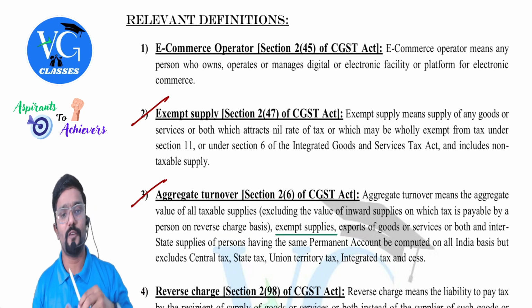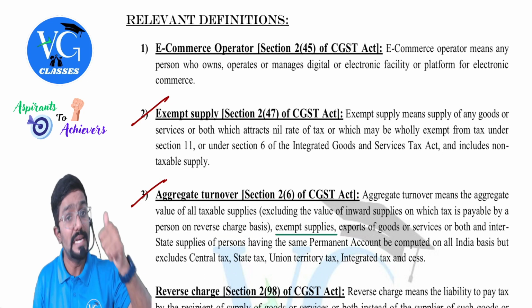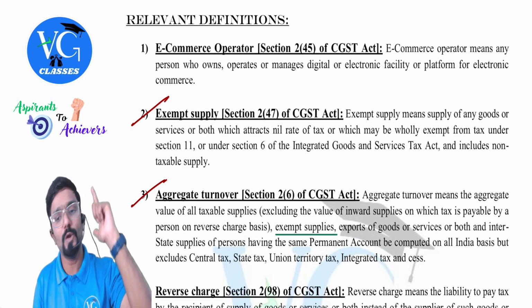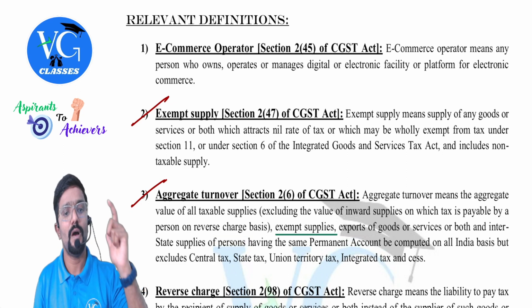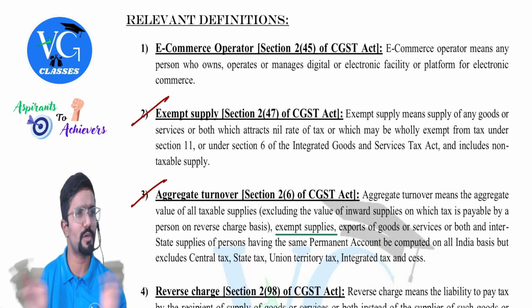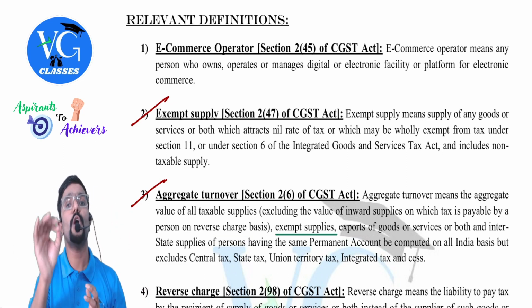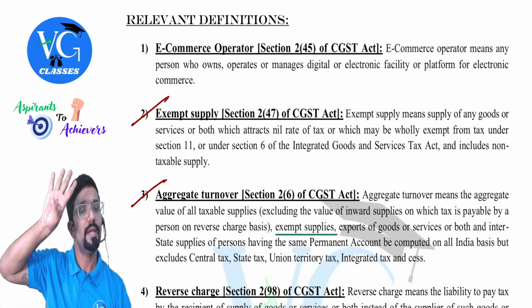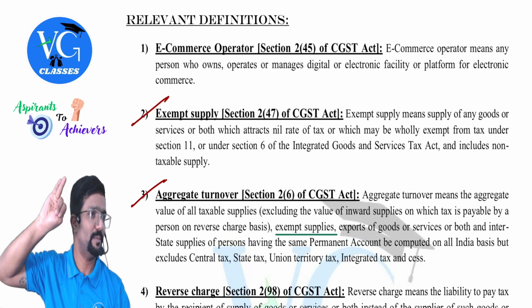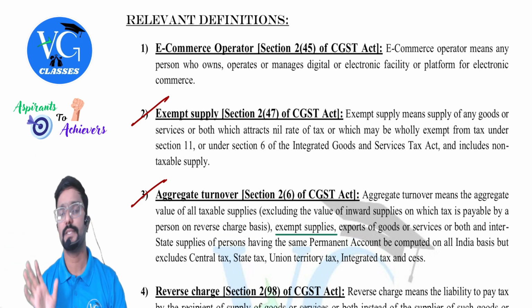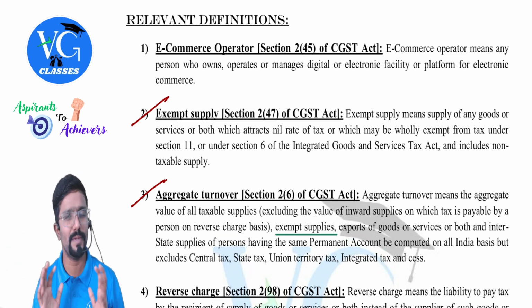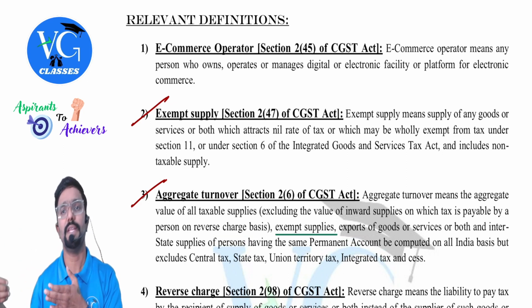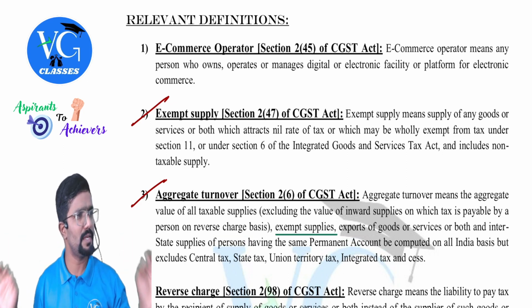Exempt supply, section 2 clause 47. Exempt supply means supply of any goods or services or both which attracts nil rate of tax or which may be wholly exempt from tax under section 11 of the CGST Act or under section 6 of the IGST Act. Both talk about exemptions only, and it includes non-taxable supply. Guys, exempt supply will include three things. What are those? Nil rated supply, actually exempt supply, and non-taxable supply. Clear? It includes three things. All fall under exempt supply? Yes. More about this, guys, I will not explain in detail now. I will cover it in the next chapter because the next chapter is all about exemption.